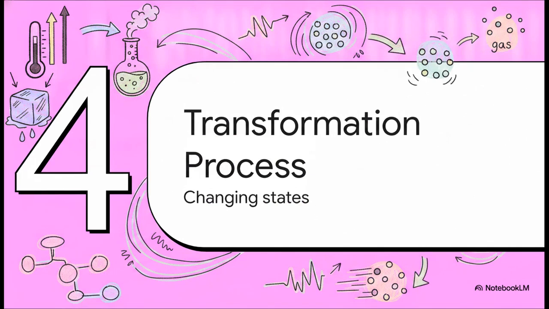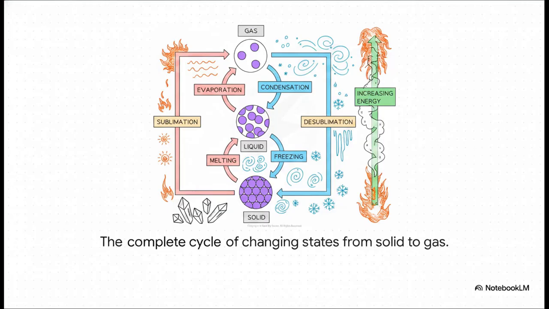Moving on to Section 4, the transformation process. We know the mechanism now, but what do we actually call it? Let's map out the specific scientific terminology used when a substance climbs or descends through these energetic states. Looking at the complete cycle, as we move up the energy ladder by adding heat, a solid melts into a liquid, and a liquid boils into a gas.